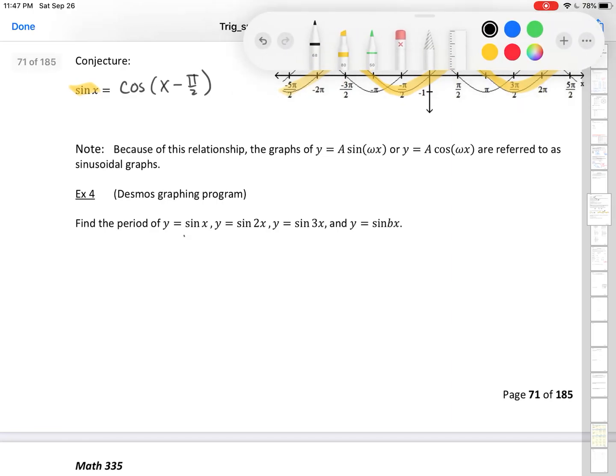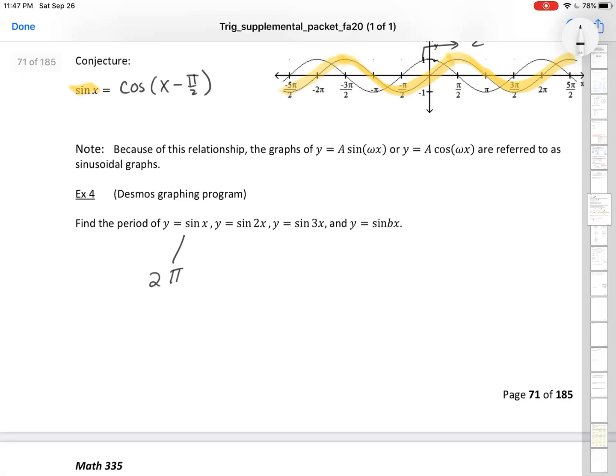The period of sine x we know is 2 pi. What's the period of sine 2x? It's the original period 2 pi divided by the number that's with the x, so it's pi. And let me just put p for period is equal to that.